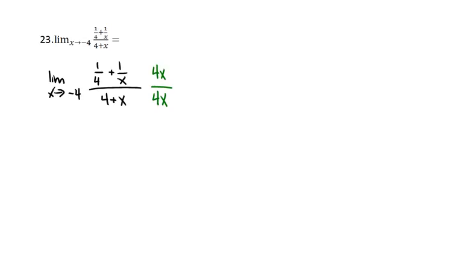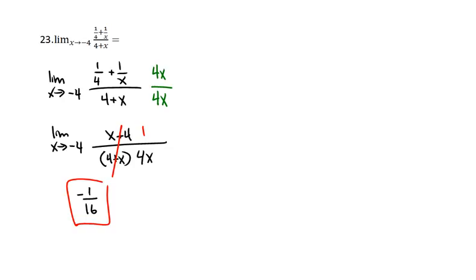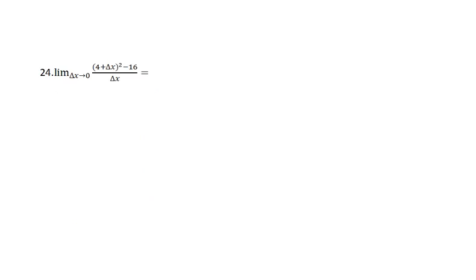We're going to distribute the 4x to the 1 over 4. That's going to leave x. We're going to distribute the 4x to the 1 over x, and that'll leave plus 4. And then we have 4x times 4 plus x in the denominator, or 4 plus x times 4x, doesn't matter. Now the x plus 4 and the 4 plus x cancel, leaving a 1 in the numerator and a 4x in the denominator. We can now plug in x equals negative 4, and we'll get negative 1 over 16. And I'll go on to the last problem.